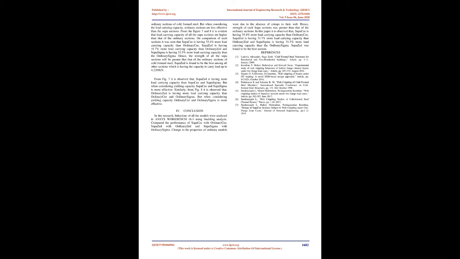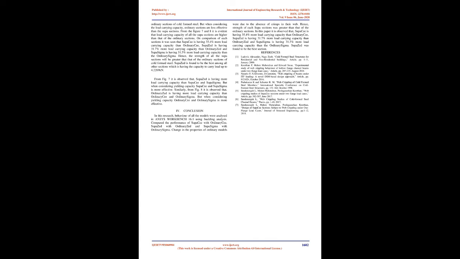But when considering yielding capacity, Supa C and Supa sigma are more effective. Similarly, from Fig 8 it is observed that ordinary Z has more load carrying capacity than ordinary C and ordinary sigma. But when considering yielding capacity, ordinary C and ordinary sigma are more effective.